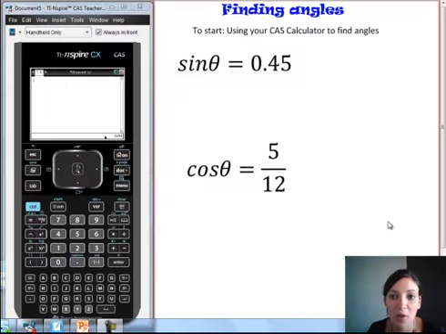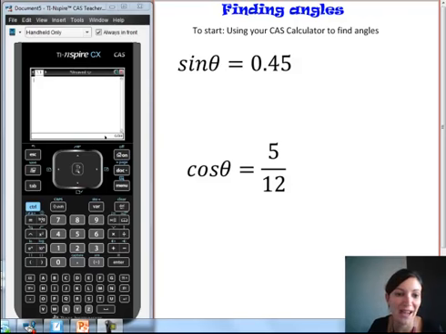Okay, so in this video, we're going to look at solving for angles in a right angle triangle using our trig ratios. So we've got something like this here. Sine of theta is equal to 0.45. So in this case, we need to go backwards and find out what theta is. And just like when you're solving a regular equation, you have to use the inverse operation. So the inverse of sine is just called inverse sine.